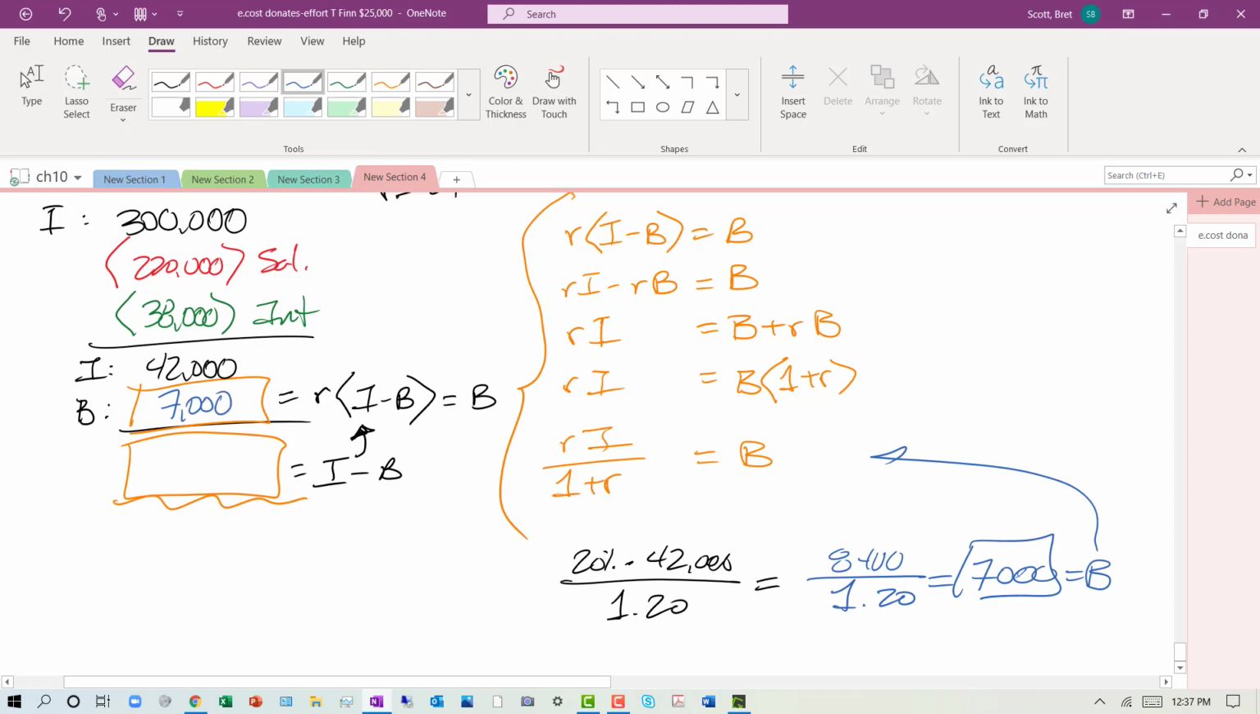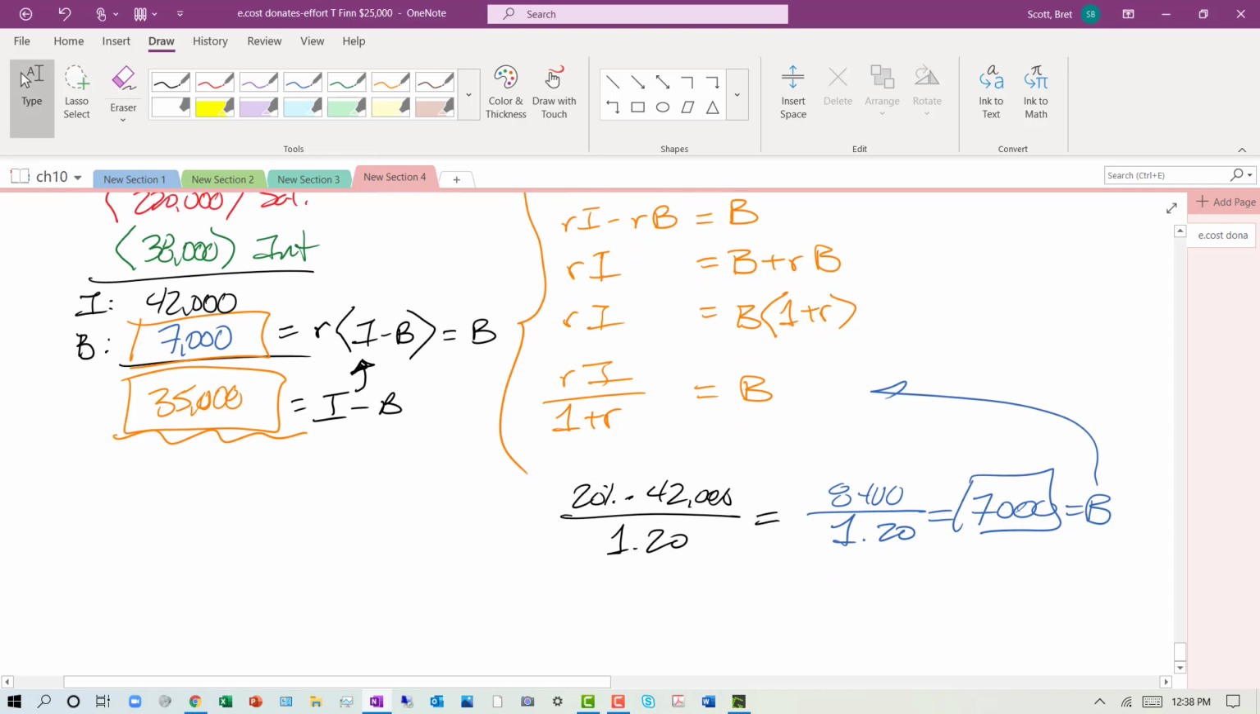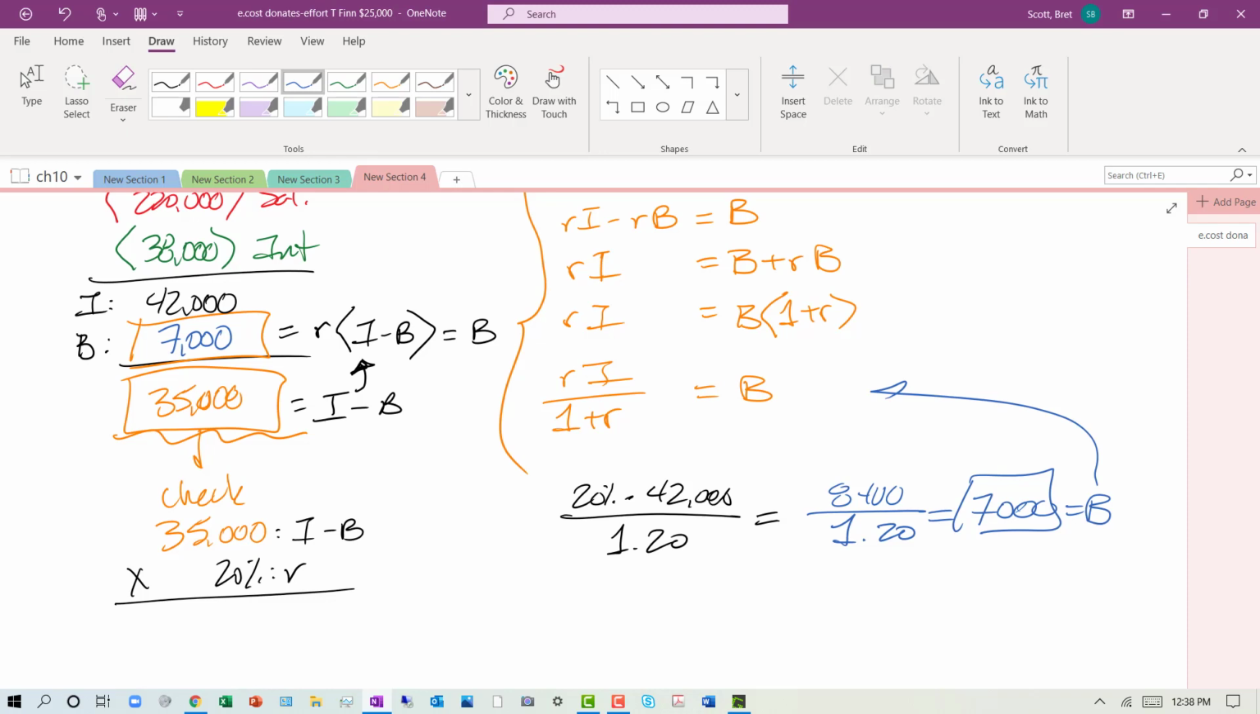That's a bit smaller than what we had before. Before it was 8,400. Now we're saying, let's take a more conservative approach. 7,000 seems more reasonable. When we subtract those away, what do we get? We get 35,000. That's the income that we want to have after we pay bonuses. So let's just check this really quick. 35,000, and multiply that by 20%. That's my R. So this is I minus B times R. What does that get me? 7,000. And that's how I determine my B in that case.